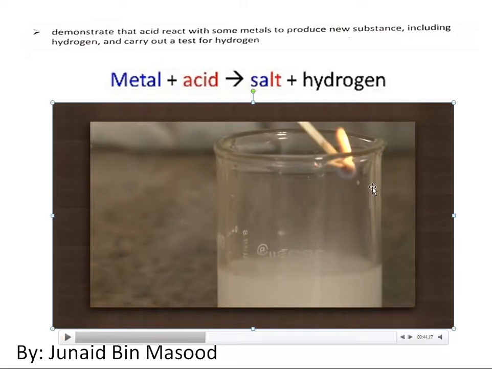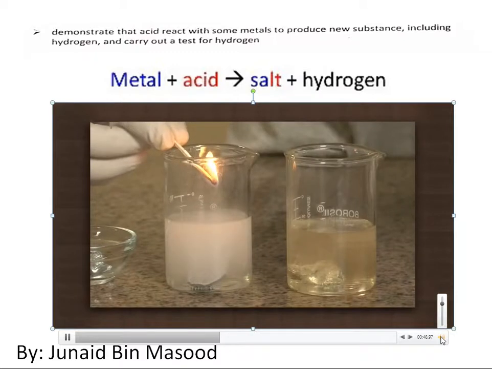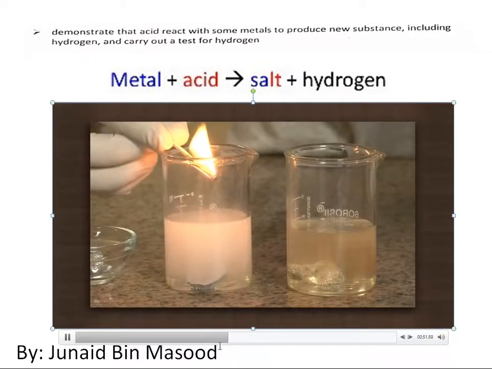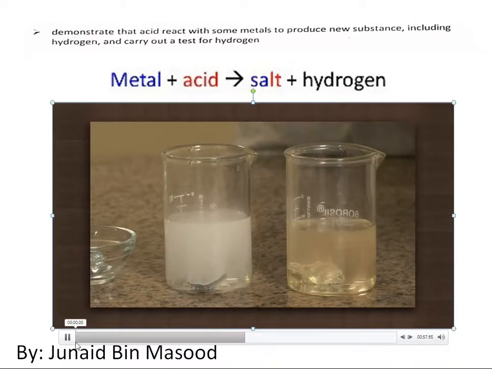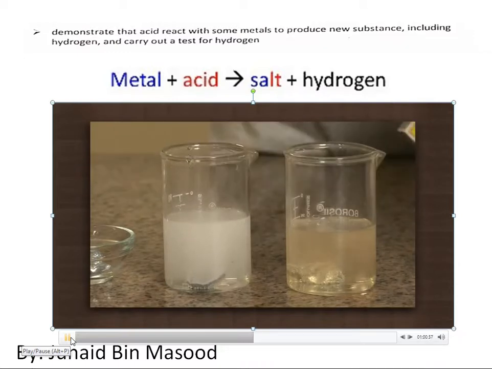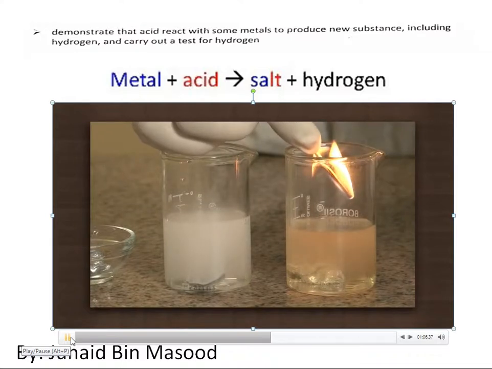Now if I bring this burning match close to the hydrogen gas at the top of the beaker, it will cause... see, this is the pop sound that is produced. That is what we are talking about. So this is the test for hydrogen gas.